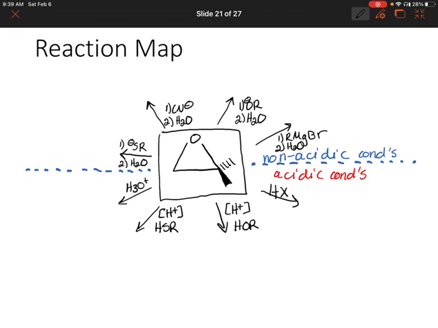Okay. So what I would like you to do is draw the products for each of these different sets of reagents. And again, you're starting with that epoxide that I drew. So if you want to pause the video and figure out all of those different products, feel free. And when you unpause, we'll draw all of the products together.